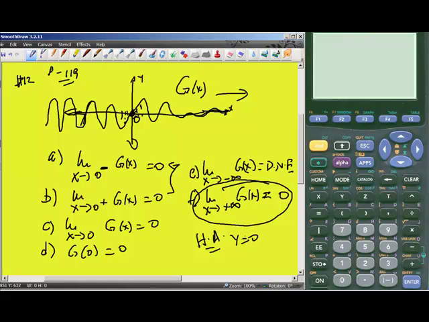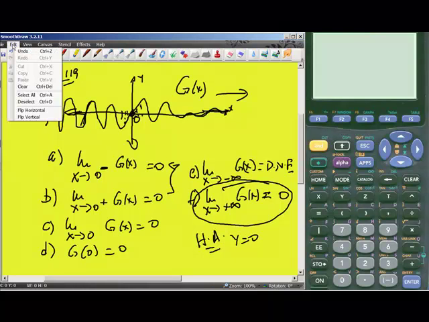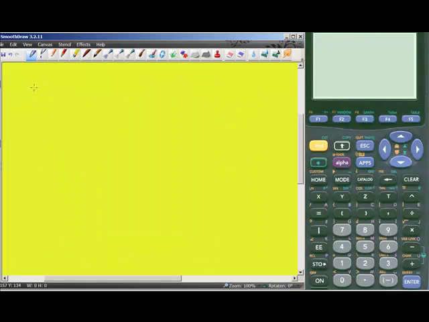That brings us to problem number 16. Okay, clear that out. This is number 16. I'm on page 120. And what they want us to do in this one is they give us all the information. They want us to sketch a general graph that satisfies the conditions they give us.